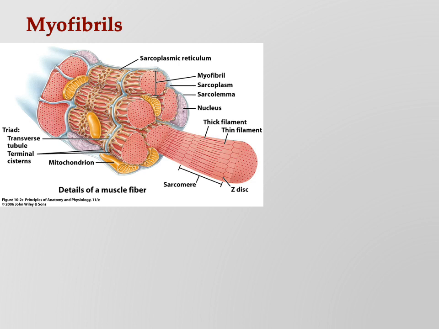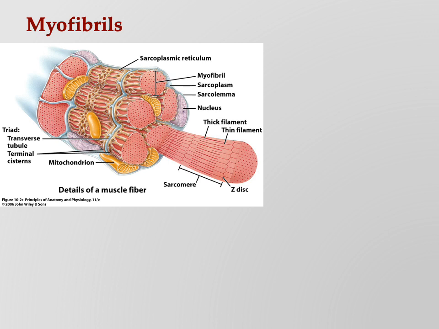We've been talking about the levels of organization within a muscle. We have the entire muscle, which is made up of fascicles. Fascicles are made up of muscle fibers. Muscle fibers are made up of myofibrils. So what are we looking at in this picture right here?